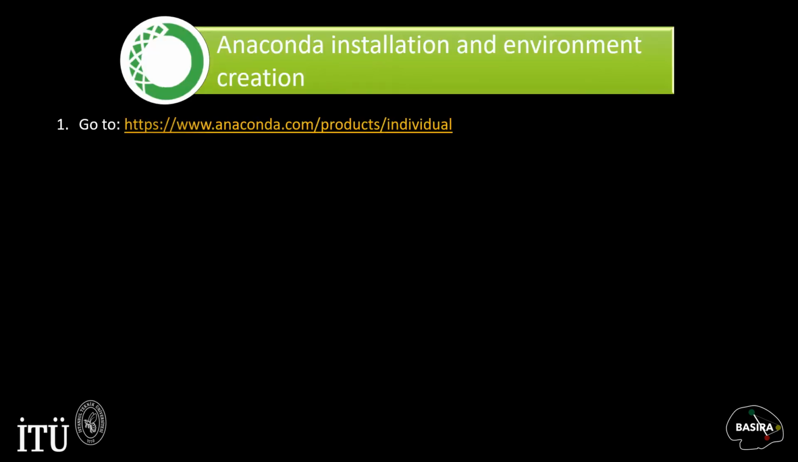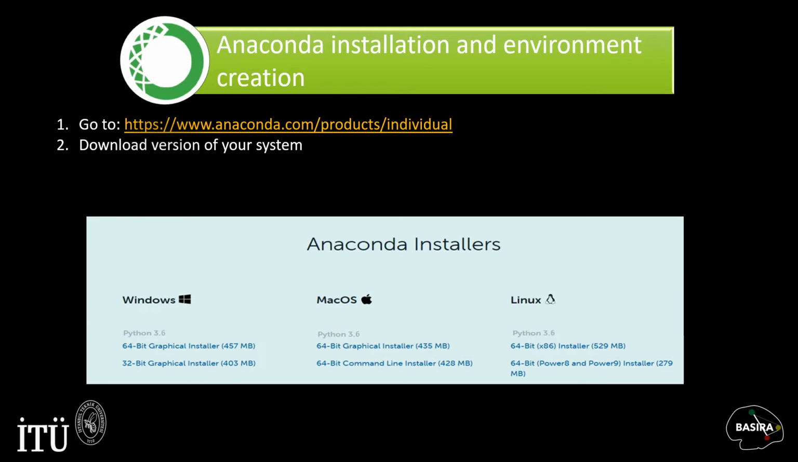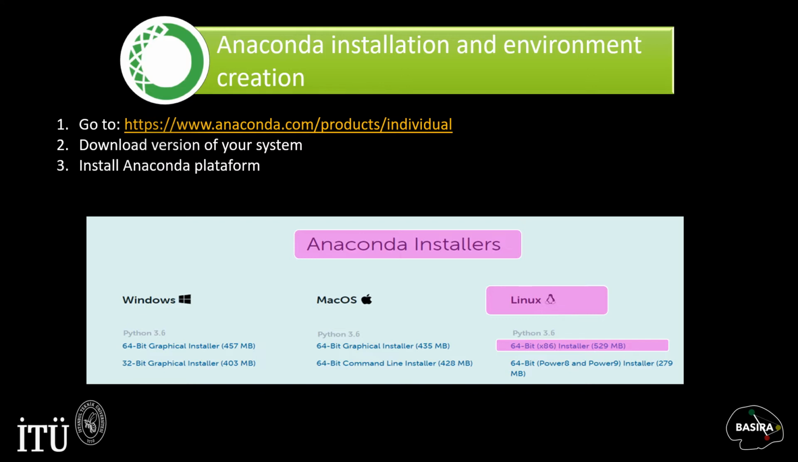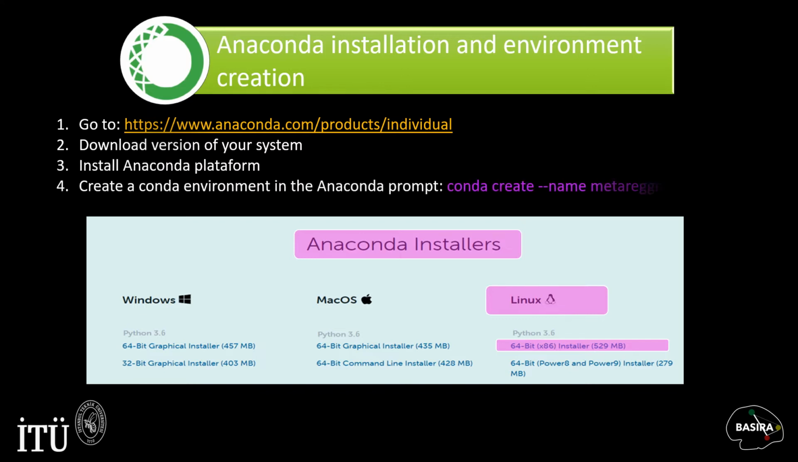In this step, you will download Anaconda from the following website. Choose the distribution for your operating system and click the link to download it. For example, in our project, we have downloaded the Python 3.6 version for 64-bit Linux. Next, install the Anaconda platform, and finally, you need to create a Conda environment where you will install the packages you need by typing the following commands and specifying the name of the environment.